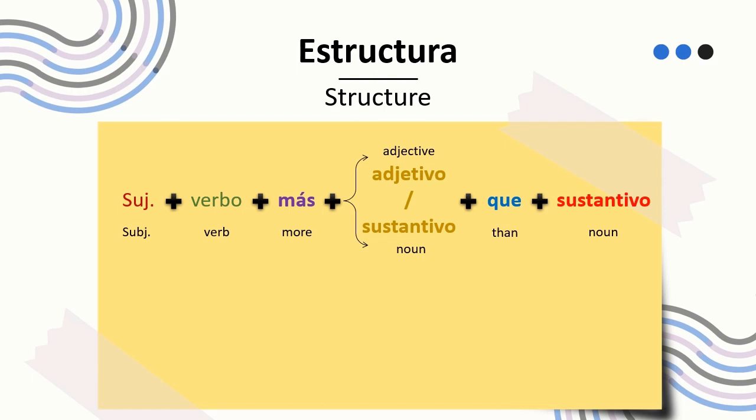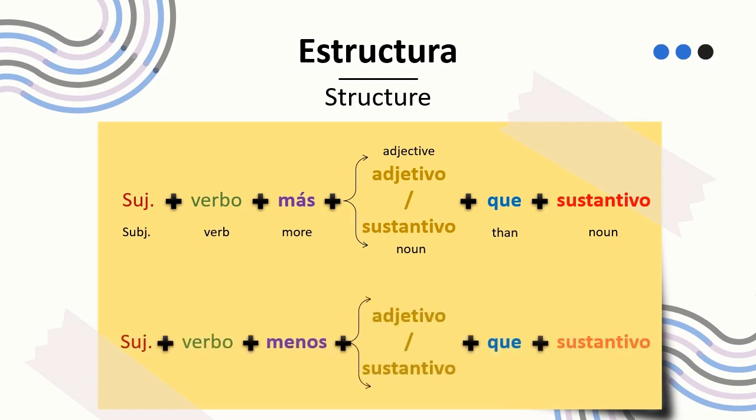Of course, in spoken Spanish, the same as in English, you can omit certain information if the comparison is already implied. The negative form is almost the same. We just change the word more for the word less. So the structure is sujeto, verbo, menos, adjetivo o sustantivo, que, y otro sustantivo.